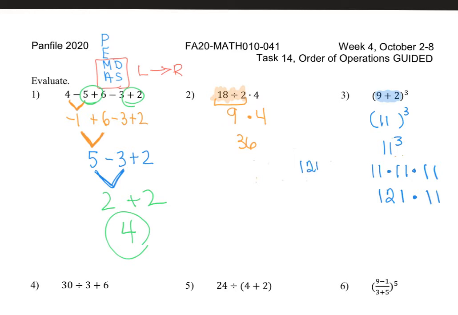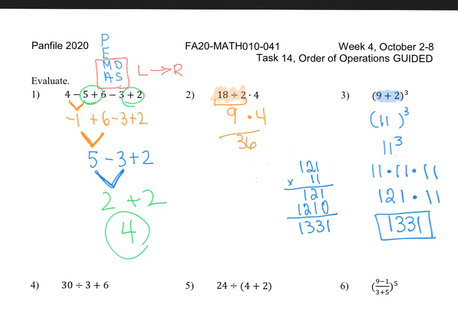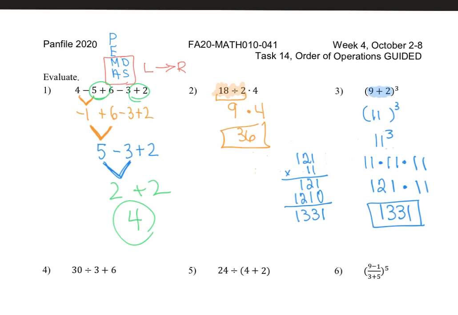So 121 times 11 is what? I get 1 times 1, 1 times 2 is 2, 1 times 1 is 1. Then I bring down a 0, get 1 times 1, 1 times 2, 1 times 1. I get 1, 3, 3, 1. So the answer to this problem is 1331. All right. On to the next one.